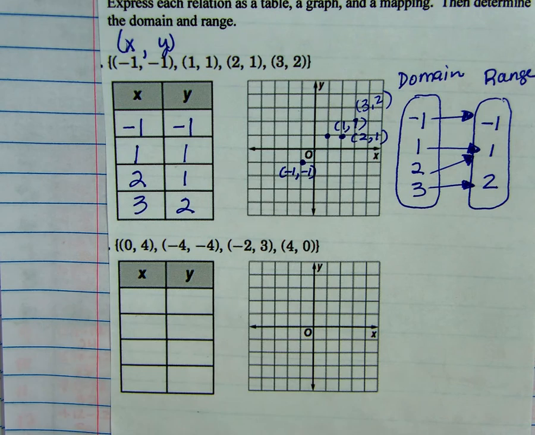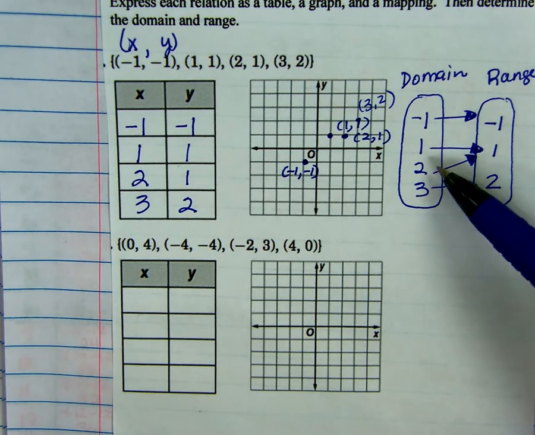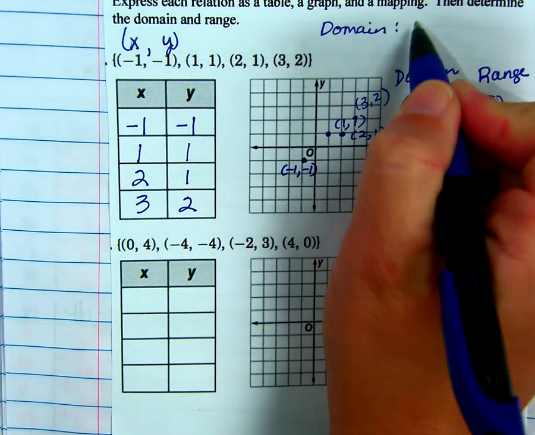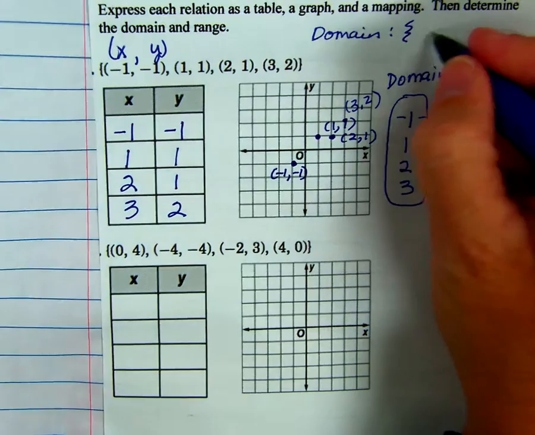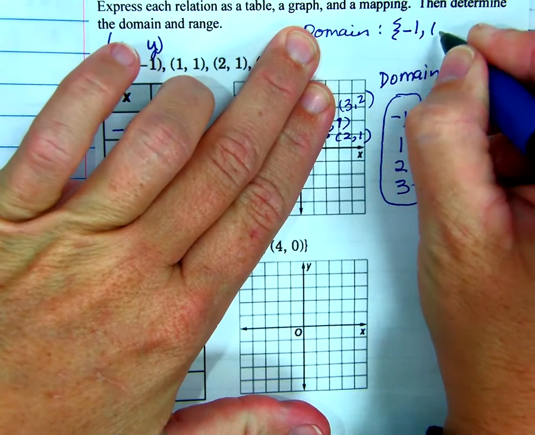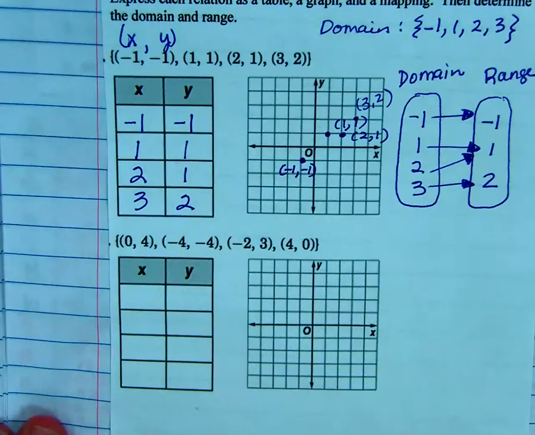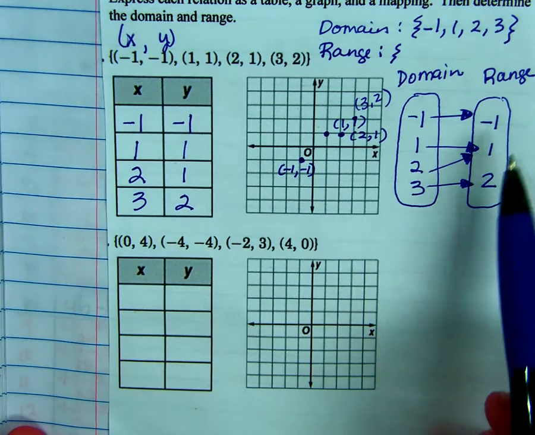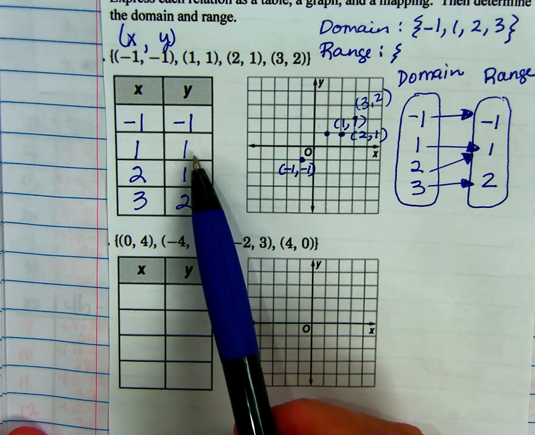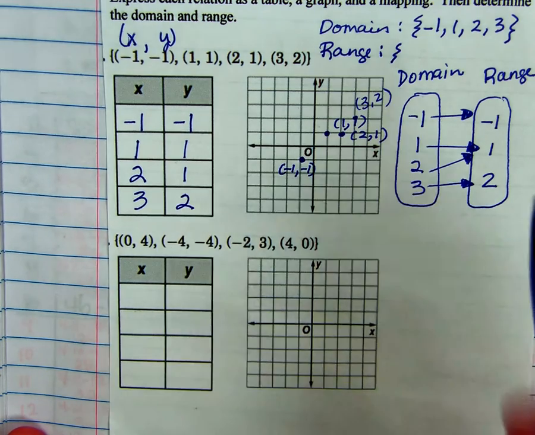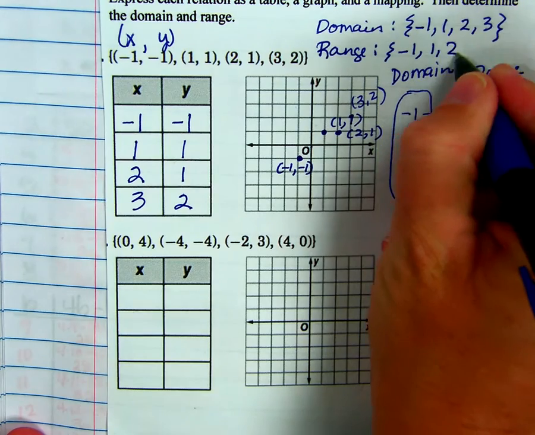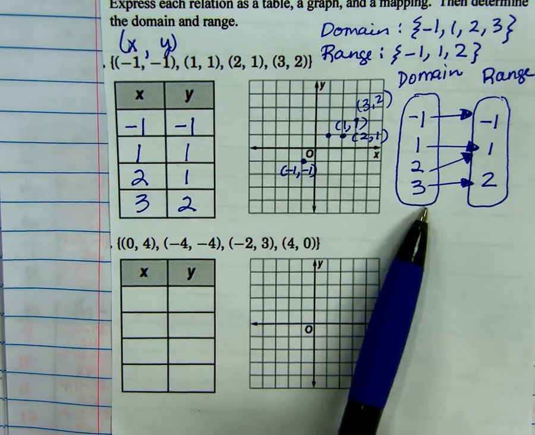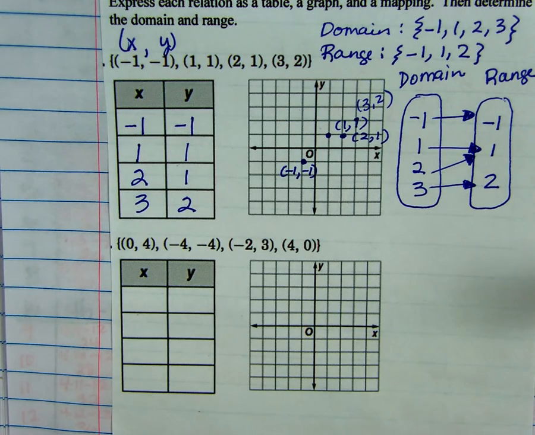Now it says determine the domain and range. Well, I can already tell you what my domain and range are. I'm going to write them a certain way though. My domain is a set of numbers. So I'm going to write it in set notation. And I'm going to put them in order, -1, 1, 2, 3. I do the same thing with my range. And when I write it in set notation, I do it just like my mapping. I only write the number 1 one time, even though it occurs twice in my table. I also want to put these numbers in numerical order. So I have a table, I have a graph, I have a mapping, and I've identified the sets of numbers for my domain and range.